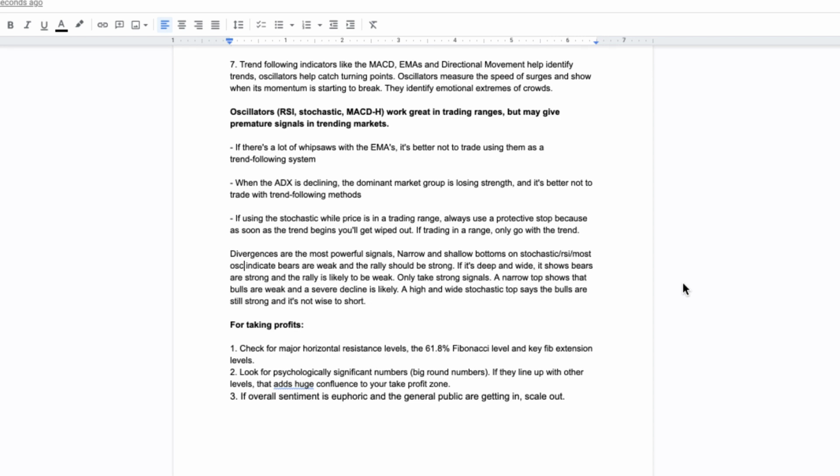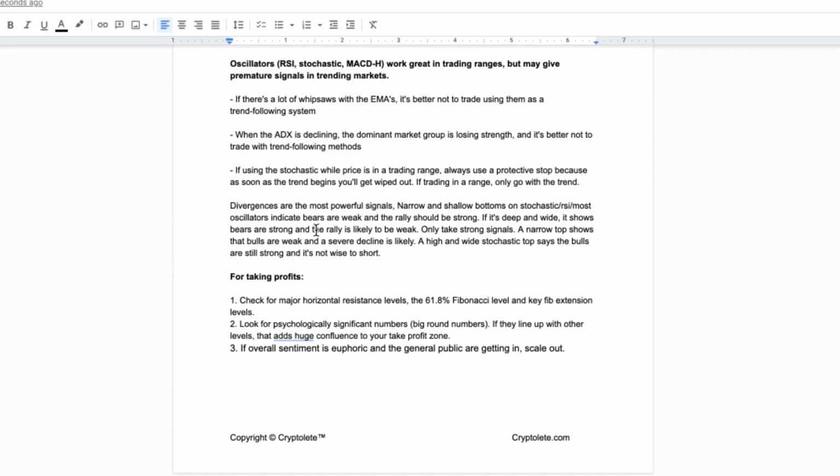This is actually cool because I'm updating this in real time with you. You're seeing this live. So divergences are the most powerful signals. Narrow and shallow bottoms on the stochastic, RSI, and most oscillators indicate bears are weak and the rally should be strong. If it's deep and wide on the bottom, it shows bears are strong and the rally is likely to be weak. Only take strong signals. That should literally be bolded because it is super important.